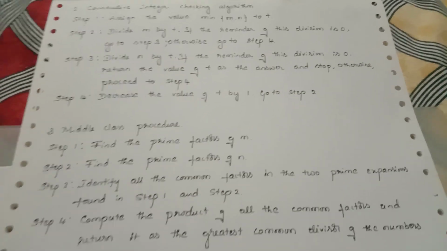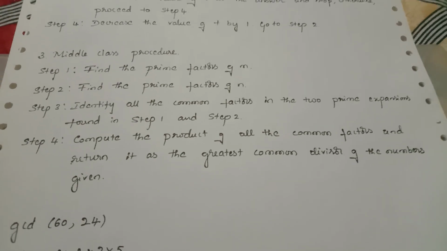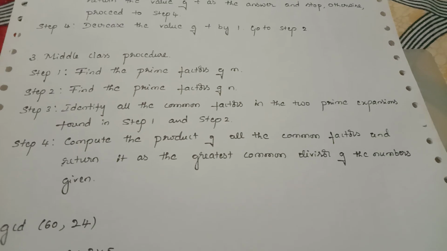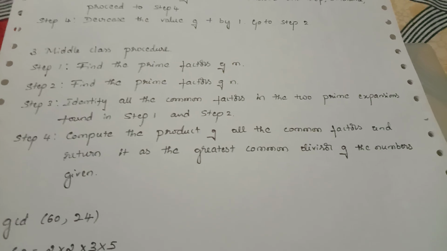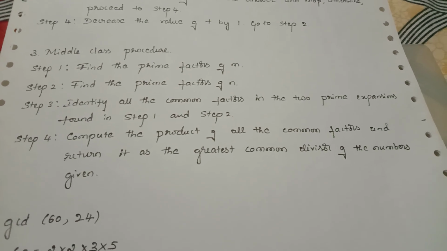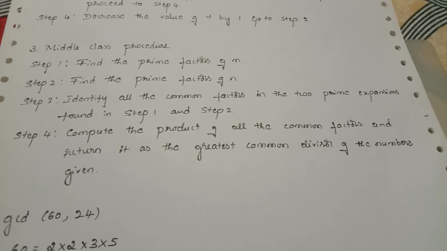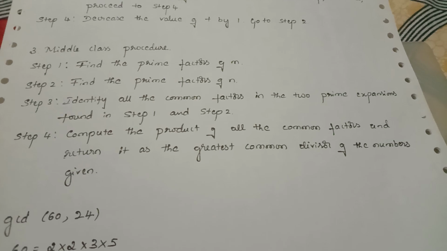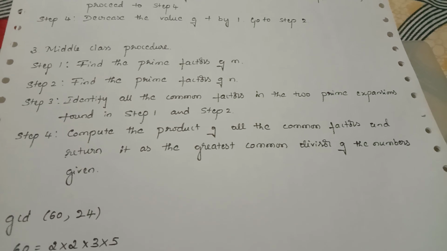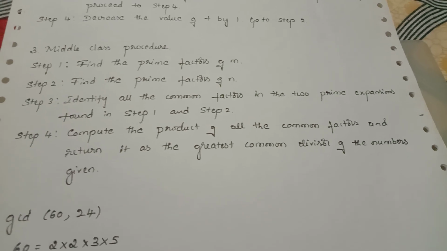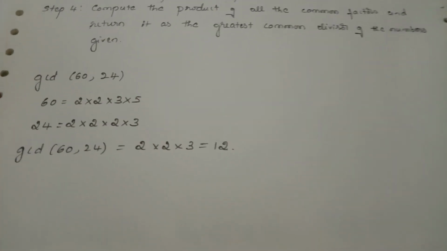Then coming to another algorithm, the middle school procedure, which we have already studied in our school days. Step 1 is to find the prime factors of m. In step 2, we find the prime factors of n. And in step 3, we identify all the common factors in the two prime expansions found in steps 1 and 2, compute the product of all the common factors, and return it as the greatest common divisor of the two given numbers. Let us see an example.